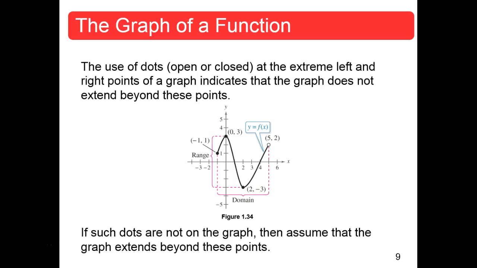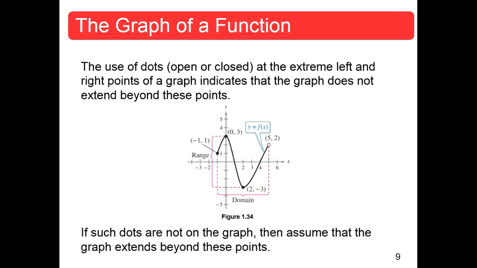The use of dots, either open or closed, at the extreme left and right of points on a graph indicates that the graph does not extend beyond that point. That means the domain does not include anything over here or anything past there. Doesn't even include 5, but certainly doesn't include anything past 5. It does include negative 1, but nothing past negative 1. That's what those tell you when they're at the end of the graph.